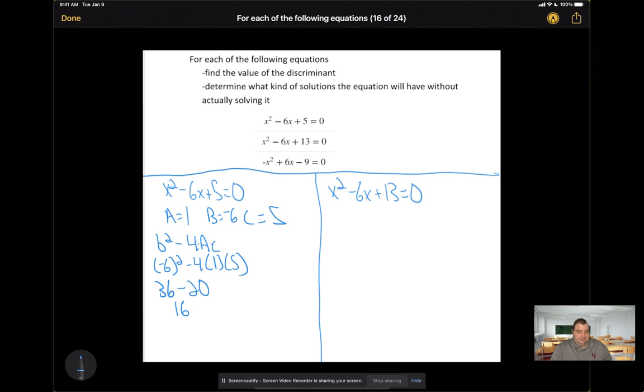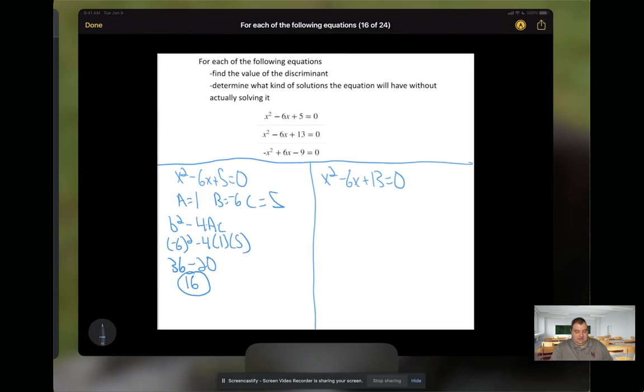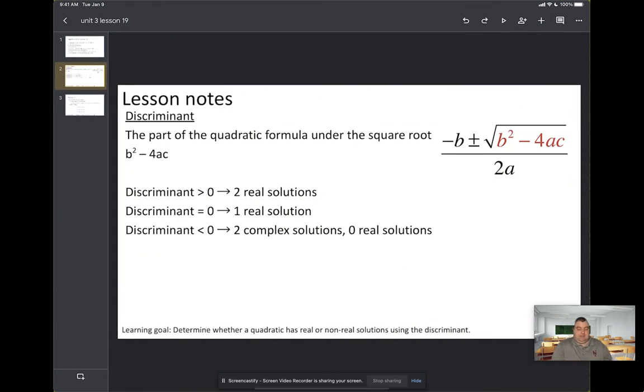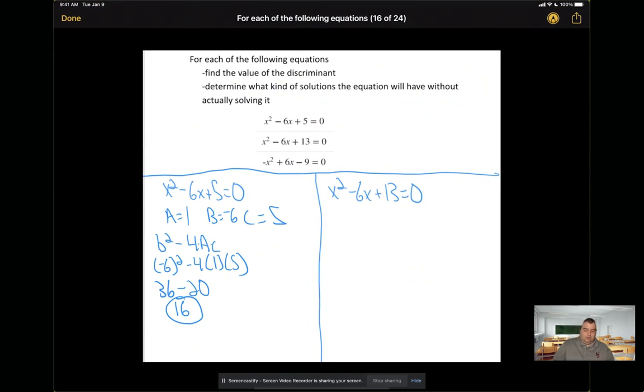So the discriminant is 16. What type of solutions is it going to have? Well, 16, last time I checked, is a positive number that's greater than 0. So that tells me that that equation is going to have two real number solutions. Two real solutions.